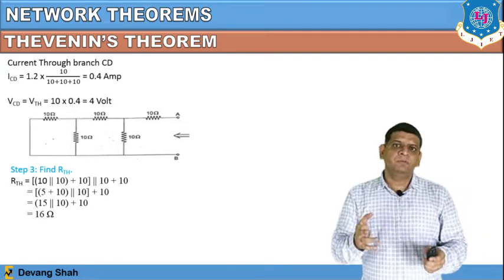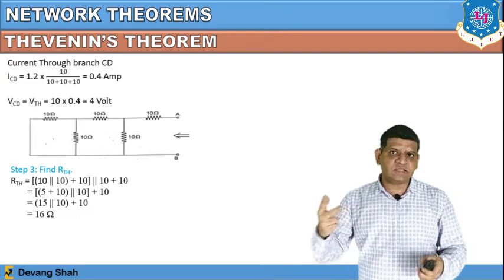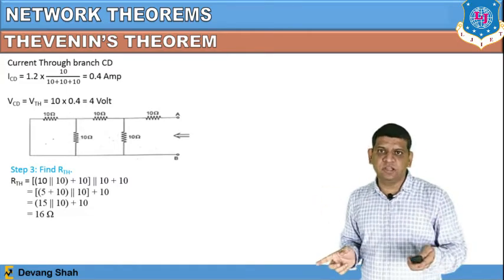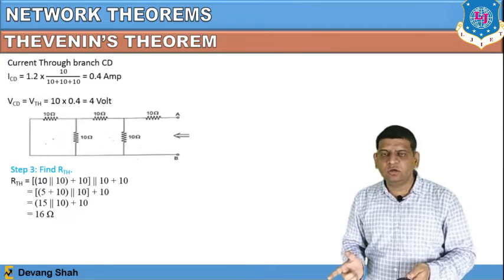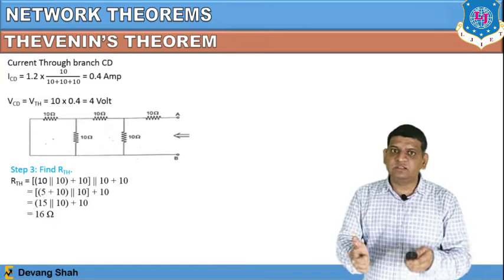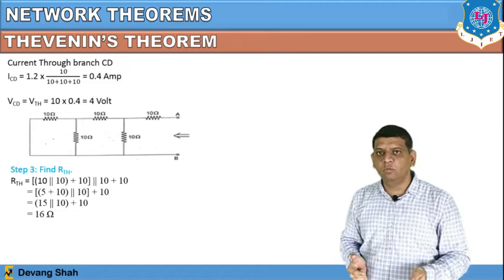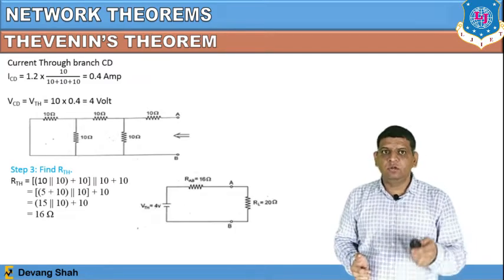So now you have found VTH and RTH, make it in a series, right? VTH in series with the RTH, so 4 volt VTH in series with a 16 ohm resistance. So you can find this network.